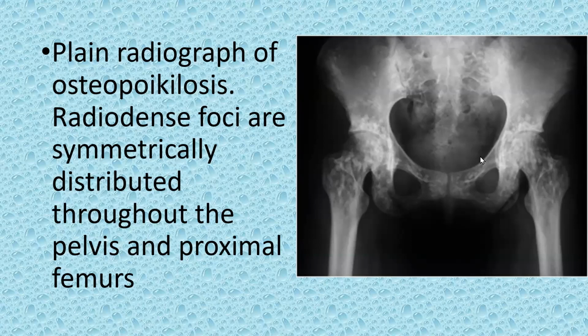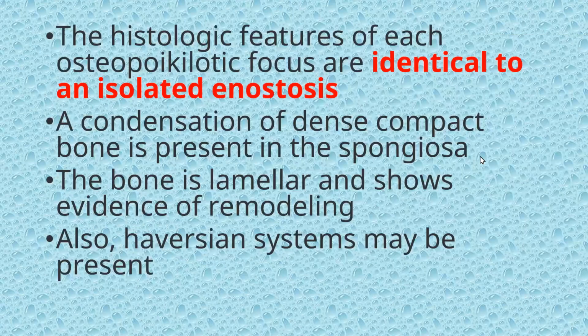The histologic features of each osteopoikilotic focus are identical to an isolated enostosis. A condensation of dense, compact bone is present in the spongiosa. The bone is lamellar and shows evidence of remodeling. Also, haversian systems may be present.